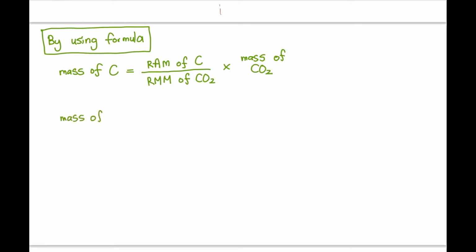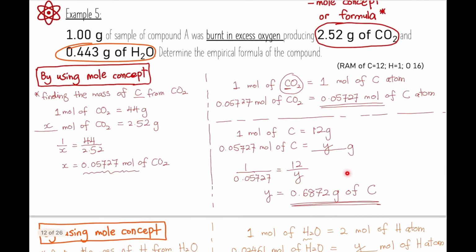By substituting the value, the mass of carbon is equals to 12 divided with 44 times the mass of carbon dioxide from the question, which is 2.52 grams. And finally we get the answer, which is 0.6872 grams. This value is similar to the value that we calculated by using the mole concept as shown here.